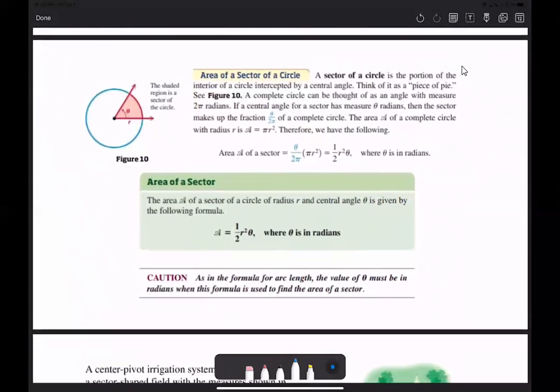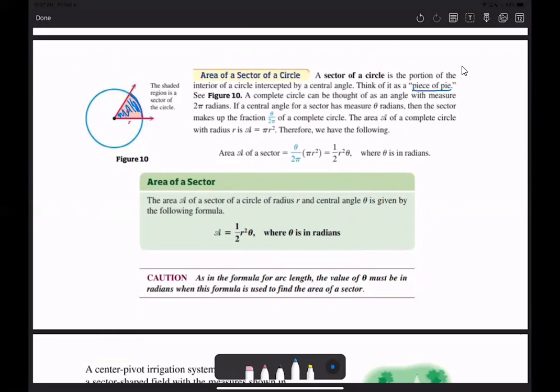The last portion of the lesson here: we've just found the arc length around. What we're going to look at now is the area inside of that sector. You can think of this as a piece of pie or a slice of pizza when we talk about the area of a sector. And you can read through this. The area of a sector is found by making up the fraction theta over 2 pi, so your angle over 2 pi of the circle.